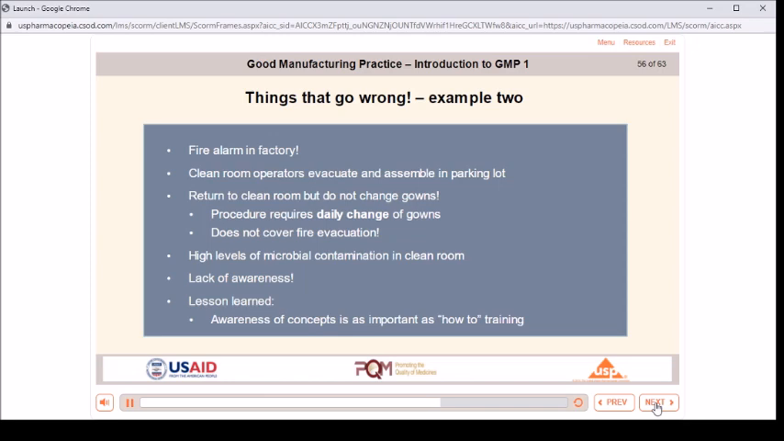This demonstrated a lack of awareness of the purpose of the gowning. Lessons learned. Awareness of the concepts of hygiene and gowning and the problems that bad practices can cause is as important as completing the how-to training.